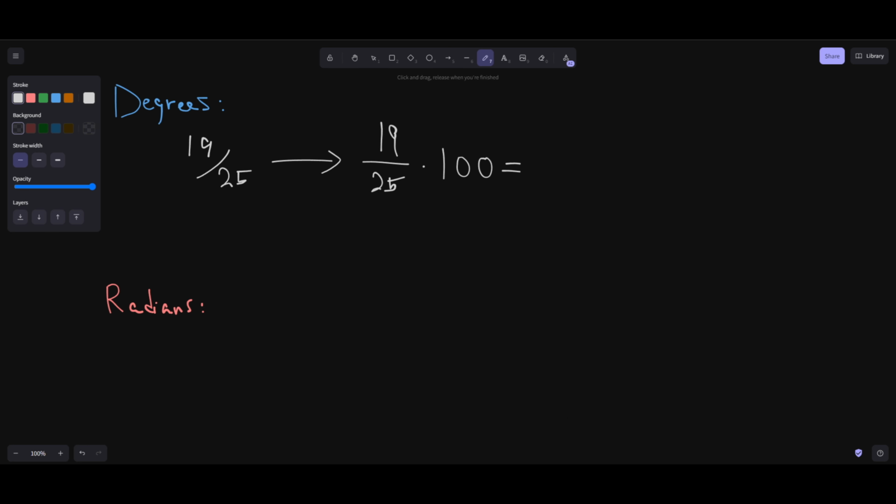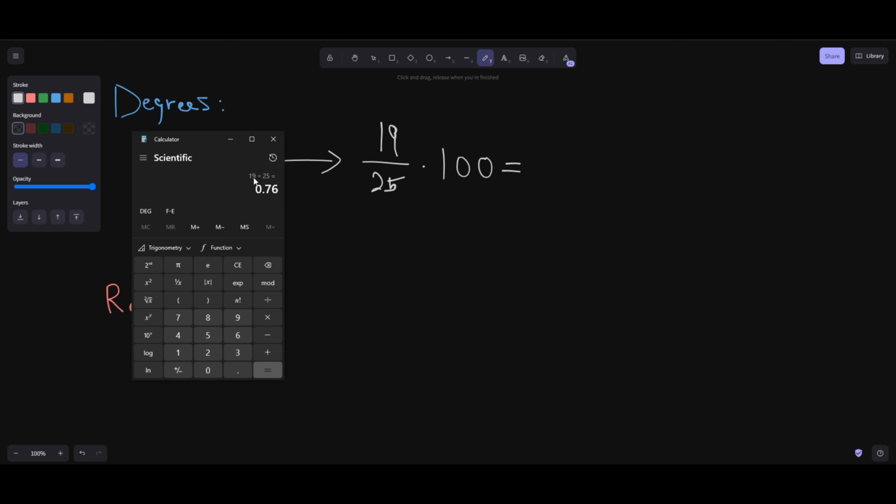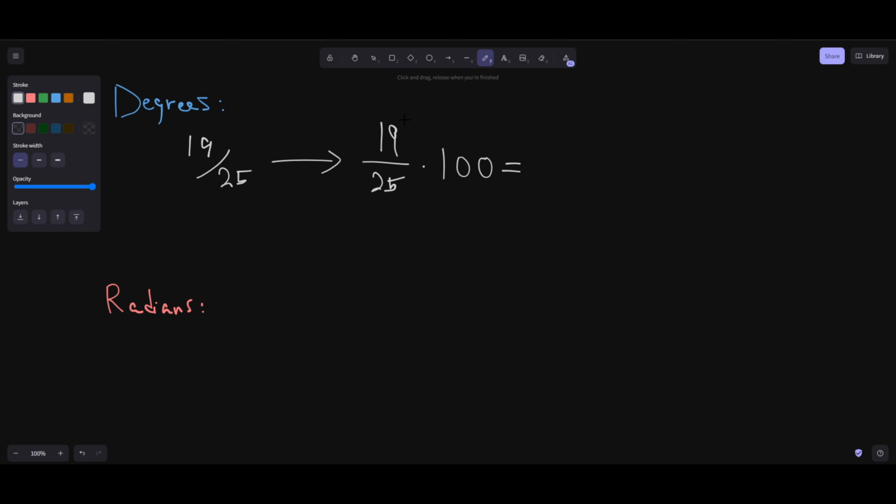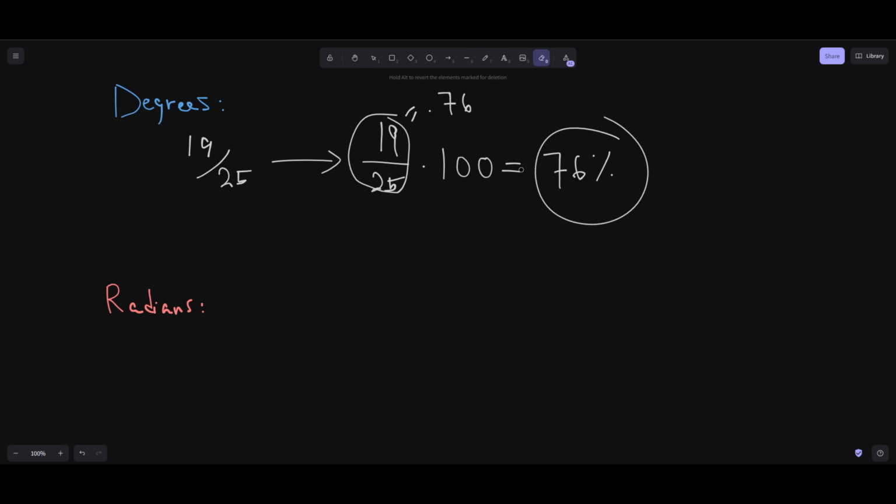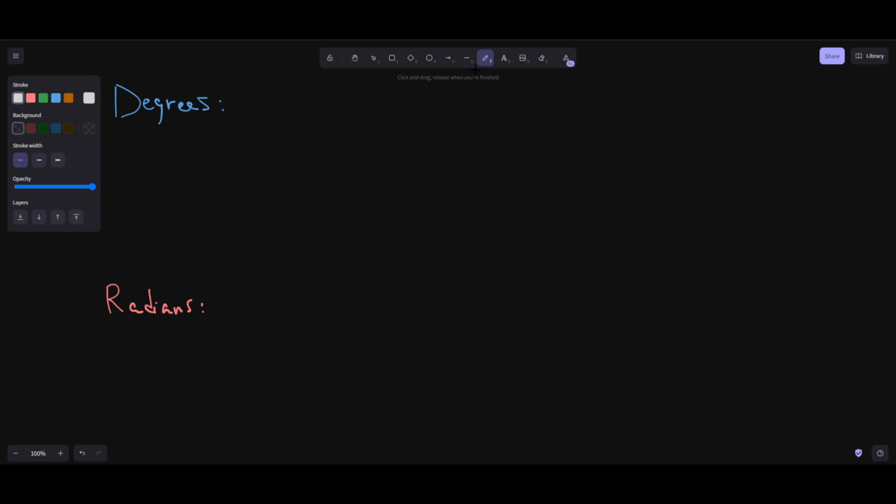And I think I have that on my calculator here. So 19 over 25 is 0.76. And then times 100 is obviously just 76. So that would be our percentage grade. And we do this exact same thing. It's the exact same formula for converting between degrees and radians and vice versa. So let's say, for example, I have 30 degrees.